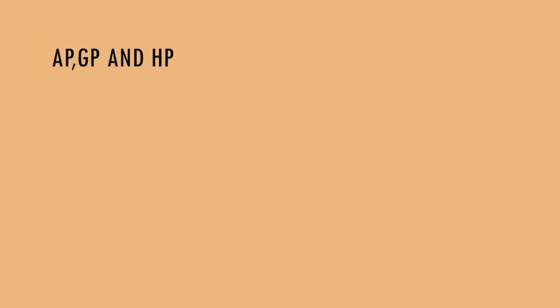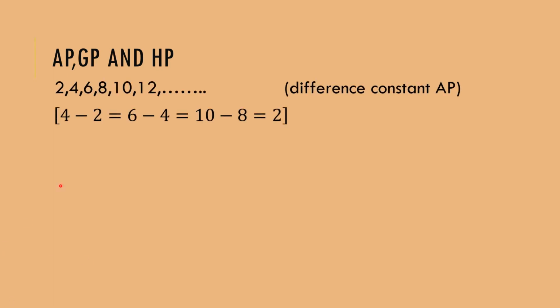Let's learn a little bit ahead. There are some more series called GP and HP. Let us look at them also. For just an introduction, they will be used in your later 11th and 12th standard. So see, a series where the difference remains constant, that is 4 minus 2 is 2, 6 minus 4 is 2, 8 minus 6 is 2. That series is called an AP, as we have just learned.